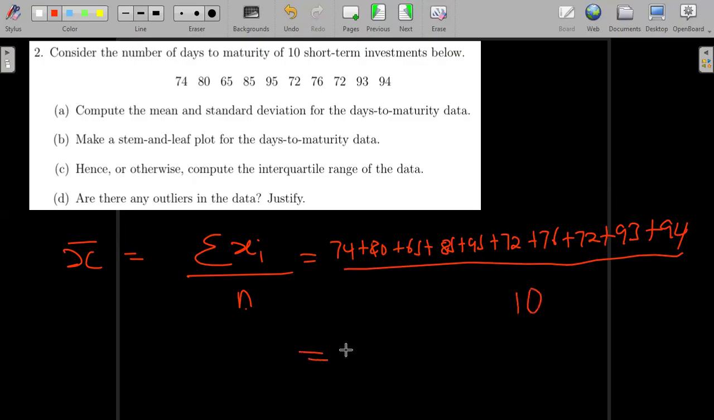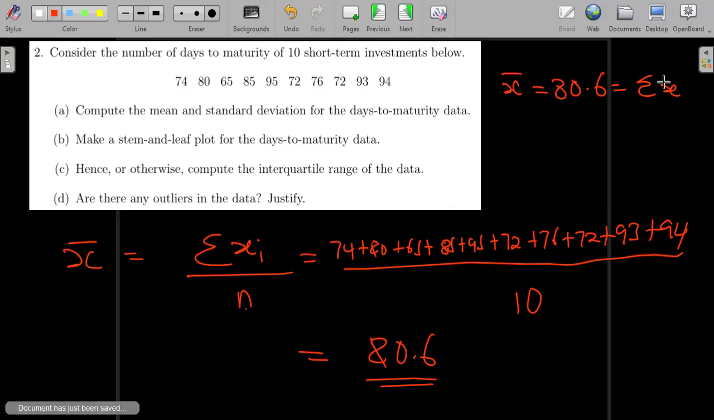So let me punch this now onto my calculator and see what I'm going to get. All right, so when I punch this, I'm getting 80.6. So this one here will be my mean. So X bar is just 80.6, which is also represented as the expected value of X, like that. So that is the mean.